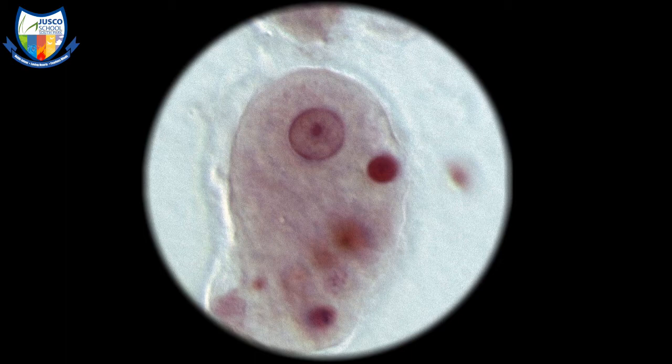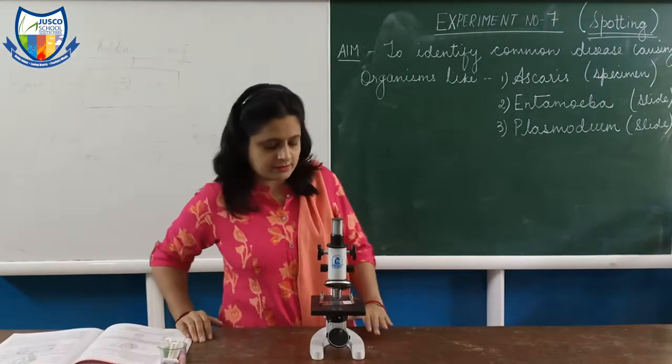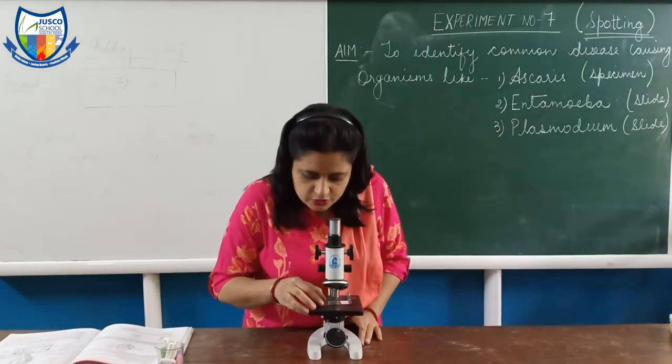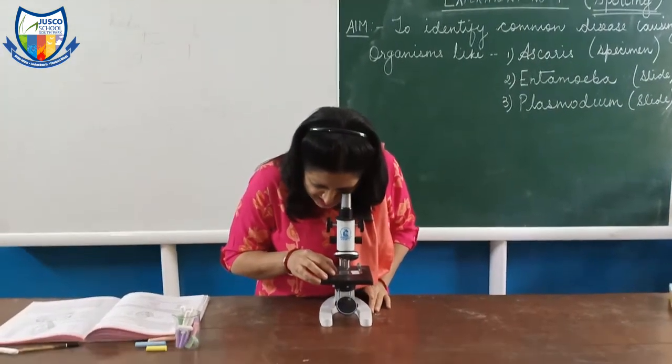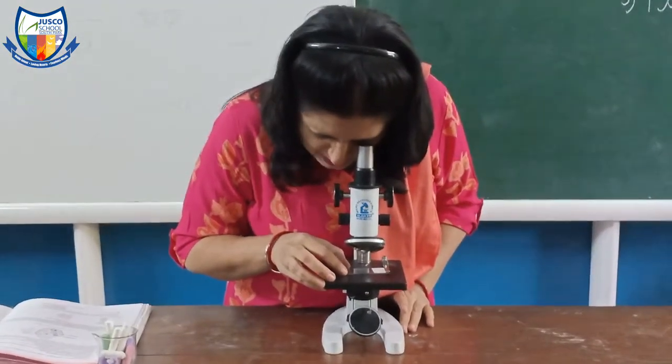Now let us talk about the disease which it causes and the symptoms. Now, when the person is affected by this organism, it causes severe pain in the abdomen, and it causes a disease called amoebic dysentery. Let us move on to the third organism, that is Plasmodium. Now let us view Plasmodium under the microscope and see how it appears.